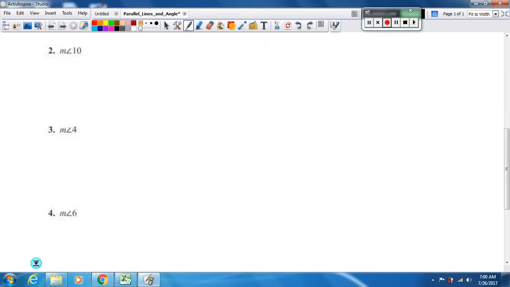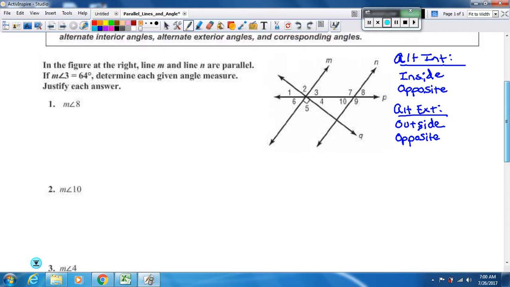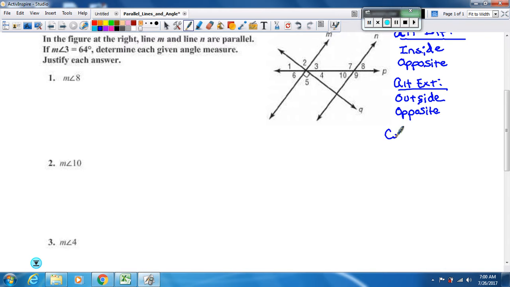Corresponding angles, I'm sorry about that. They are on the same side of the parallel lines and the same side of the transversal. So in the figure at the right, lines M and N are parallel. The measure of angle 3 is 64. Determine each given angle measure and justify each answer.